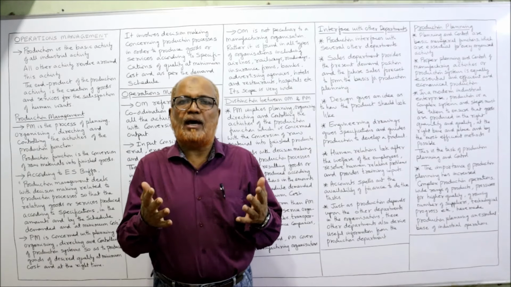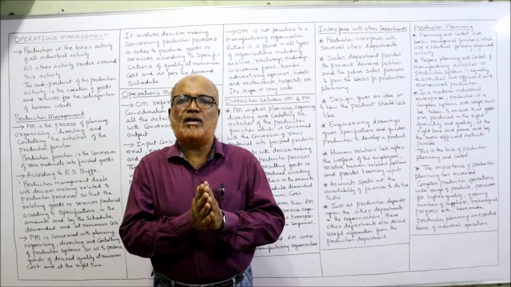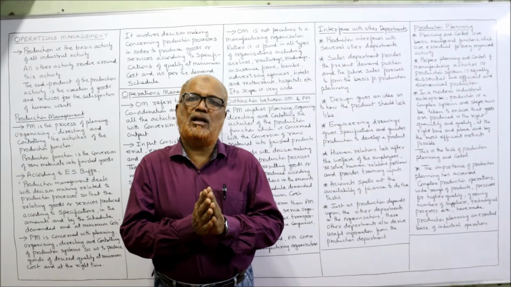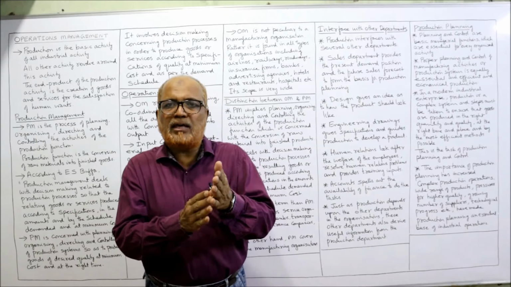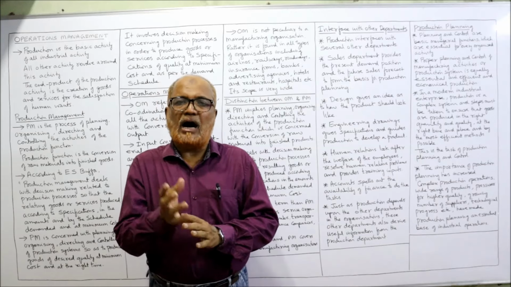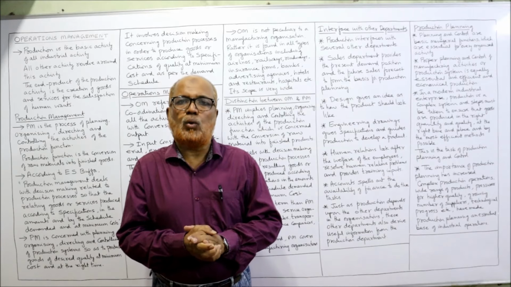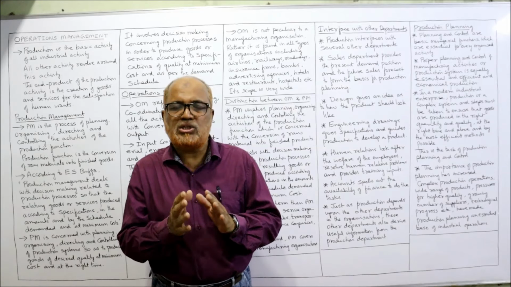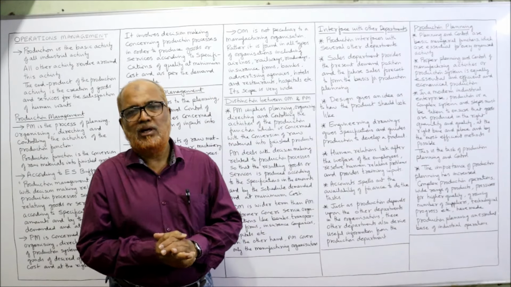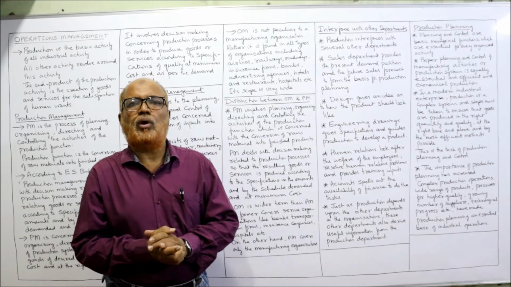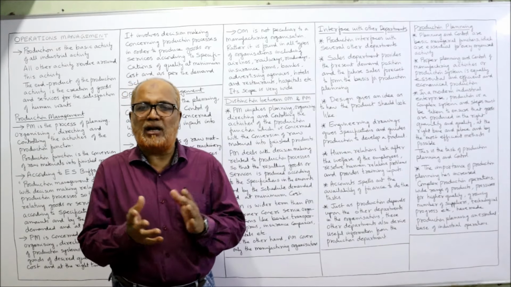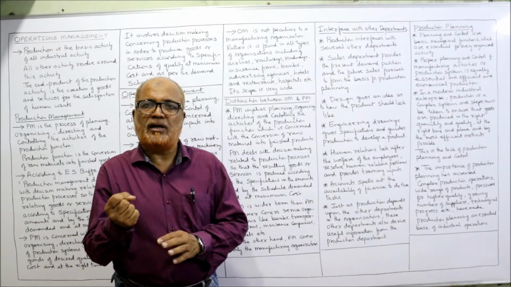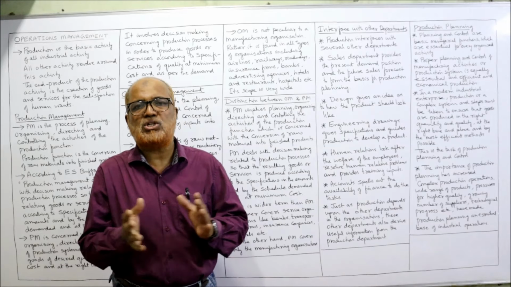Planning is looking ahead, deciding in advance what should be done in future. Only making a plan is not enough. After making the plan, controlling, monitoring whatever we have planned: are we achieving it or not? If we are deviating, then what are the reasons? If it is controllable, some action should be taken to control those deviations.